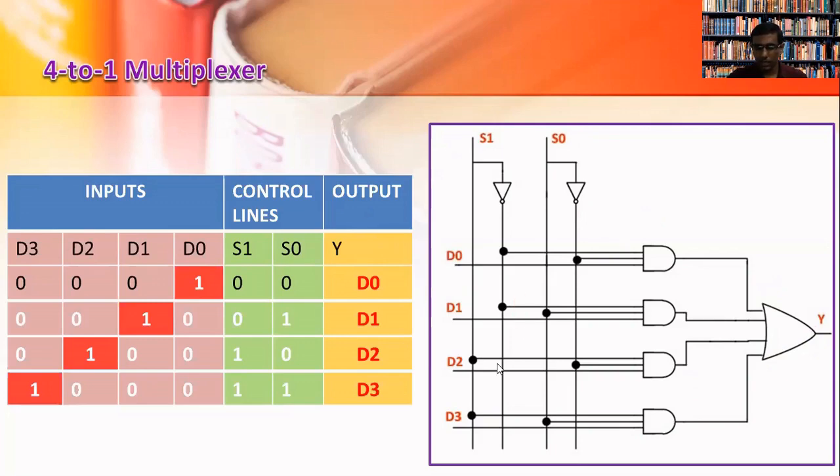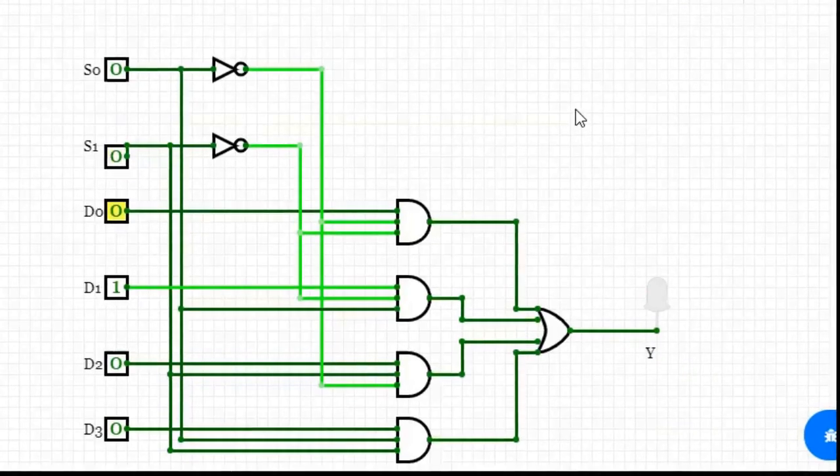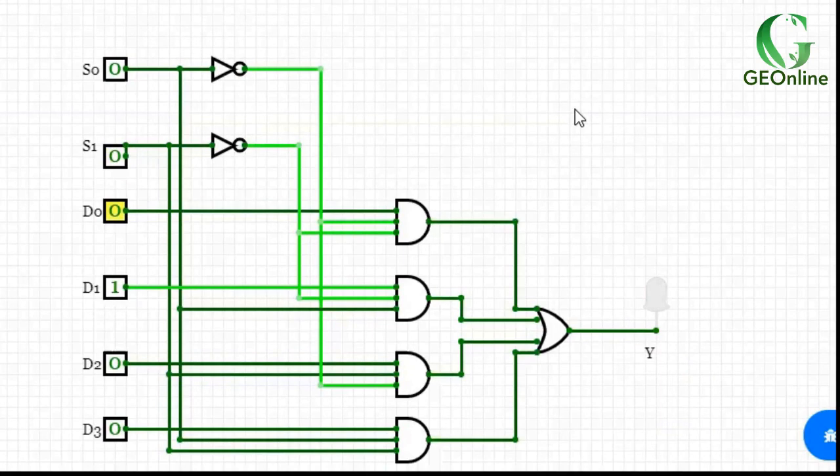Let us see how it is working. So this is our logic diagram in which we are giving first status S0 is 0 and S1 is 0. In this case, 4-to-1 multiplexer selects D0. So when I give D0 a high value, the output will be high. When D0 is equal to 0, output is also low. When I change D1 or D2 or even D3, there will be no change in the output.